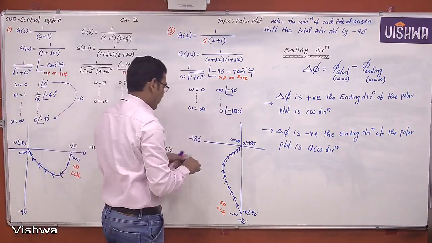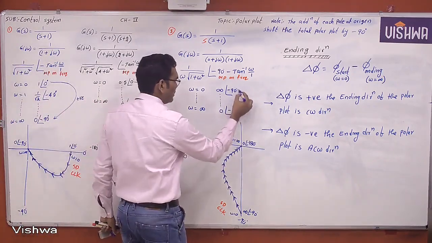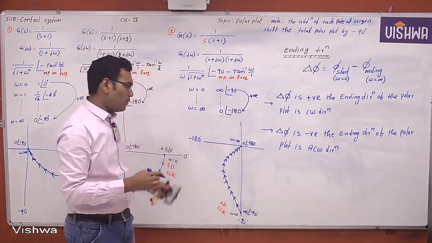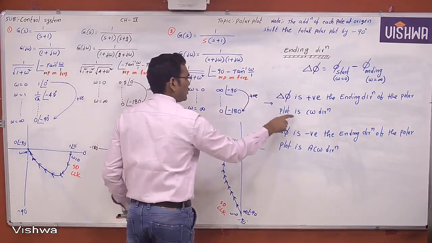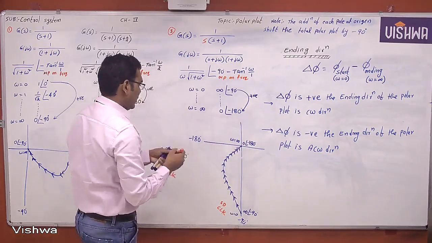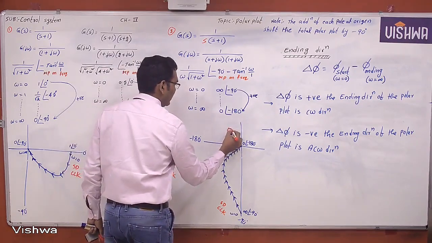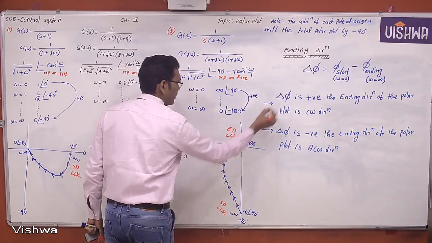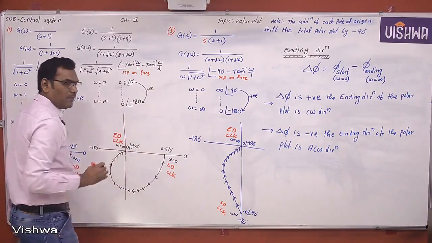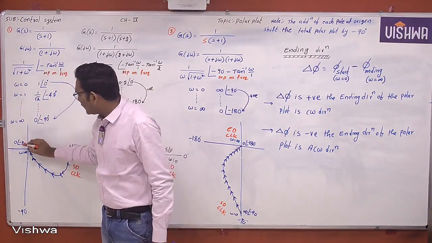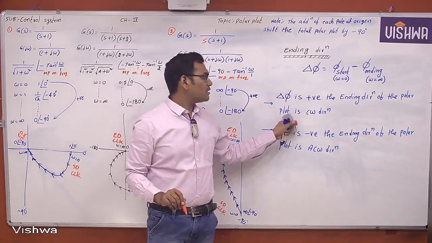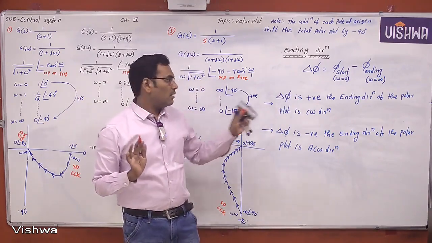Come to here, what is the phase difference? Again positive: minus 90 minus of minus 180 is positive. So if the phase difference is positive, the ending direction of the polar plot is, see here, clockwise. Ending direction means omega equal to infinity. Ending direction is clockwise. Matching? Here also the ending direction is clockwise. Matching? Here also, the ending direction is clockwise. Is it matching or not?